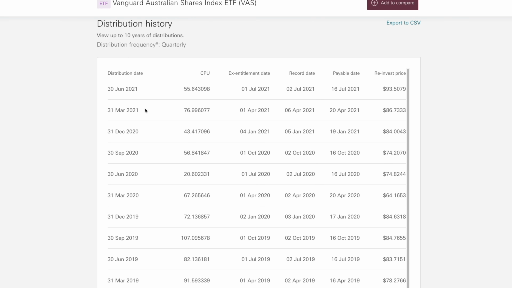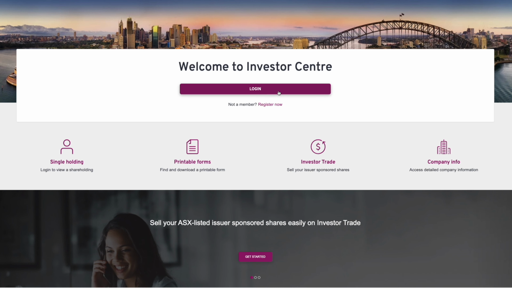To find the share registry for your stock, just go to the ASX site and enter your stock. So in this example, I'll enter VAS. And if you scroll down, you'll see the share registry is Computershare. You should have already registered your shares when you bought them because that is the place you can change your address, bank account, and whether you want to reinvest your dividends. You will also find all your dividend history and paperwork there. So make sure to sign up if you haven't already.